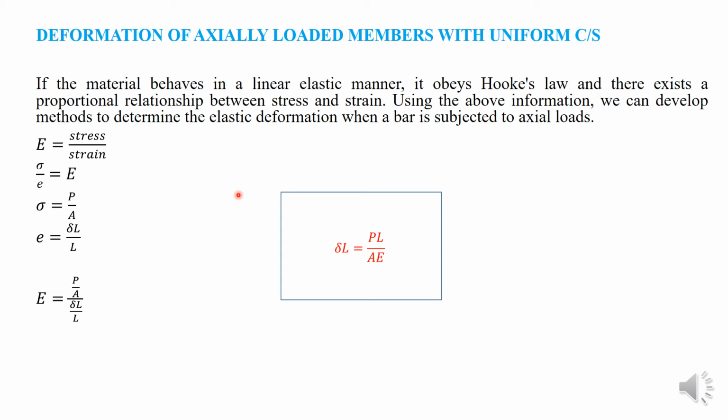So mathematically we can write it as sigma divided by epsilon is equal to Young's modulus capital E, and sigma is equal to load divided by area, and strain is equal to change in length divided by original length. These two equations we already know, and just substitute these two equations for calculating the Young's modulus value. That is, Young's modulus is equal to P divided by A, that divided by delta L divided by L.